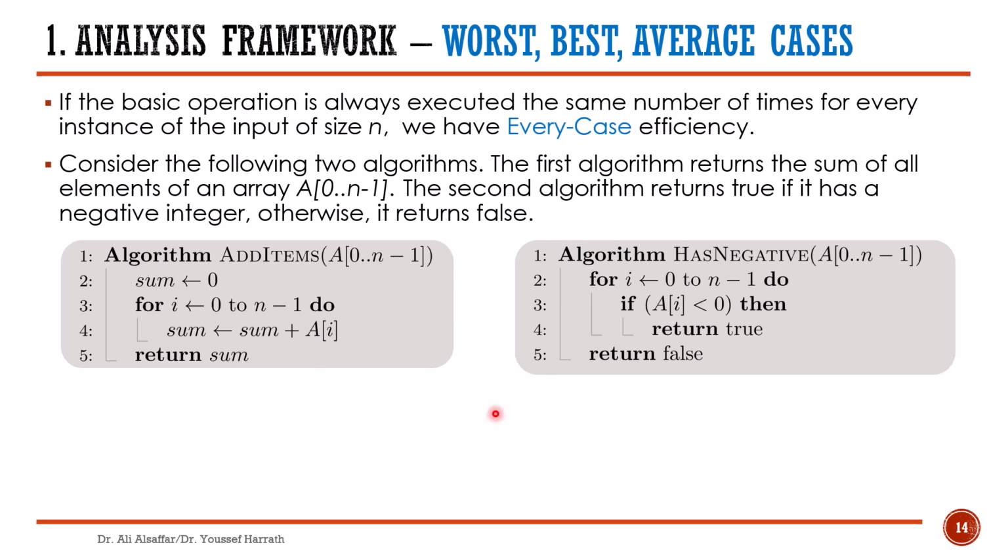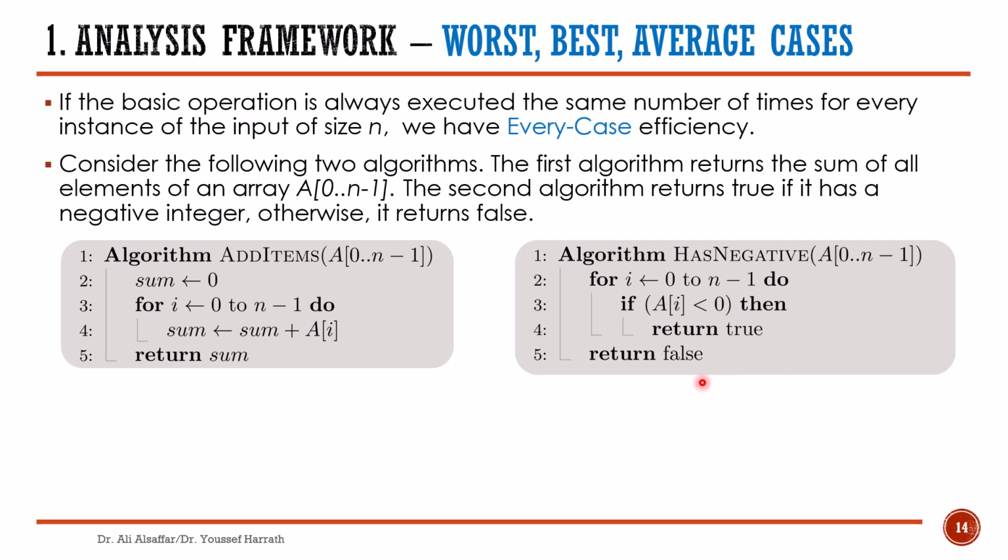Now let us have a look into the second algorithm. This algorithm is using a for loop that iterates over all elements of the array one by one. In every iteration, it compares the current element of the array a[i]. If it is negative, then the algorithm immediately stops the for loop and returns true. Otherwise, if no negative number is found in the array, then the algorithm will exit the for loop and return false. Now, what is the basic operation?